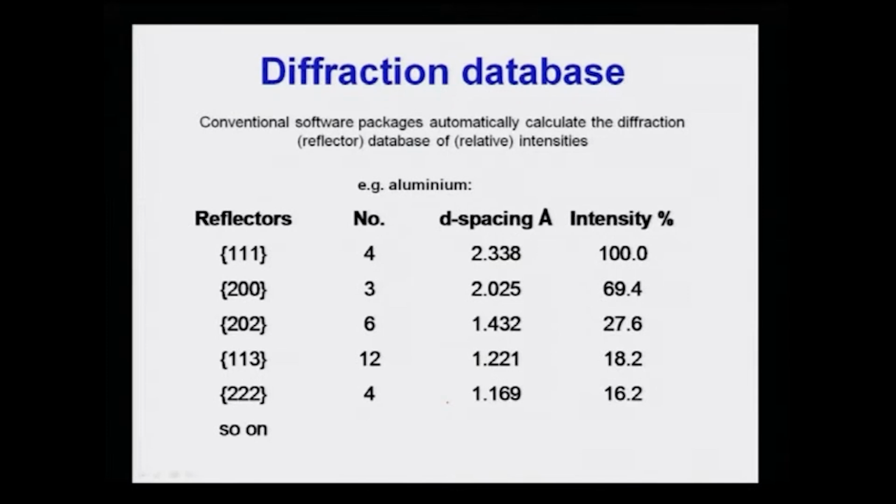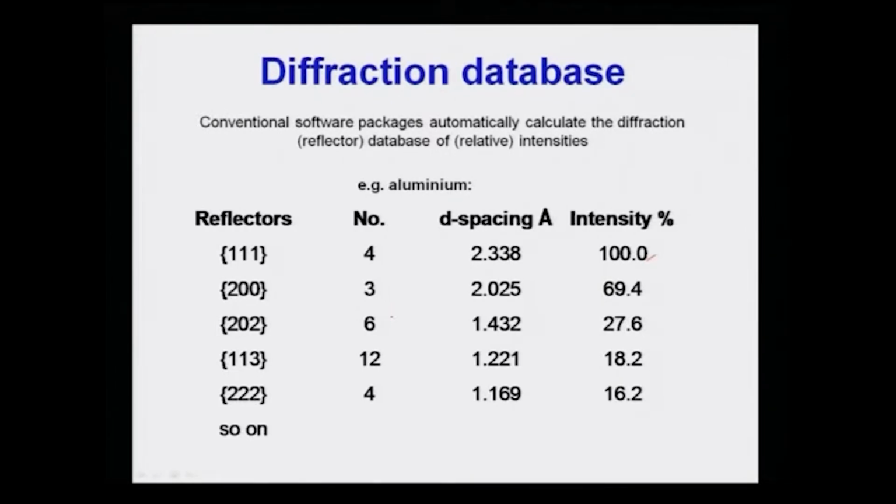We know that there are 4 {111} planes. This spacing is 2.338 with an intensity of 100%, because 111 is the most atomically dense plane. Therefore, it will have the largest diffraction intensity, followed by 200. Again, there are 3 such planes with a 69.4% intensity, and so on. One can go on calculating this for a large number of planes.